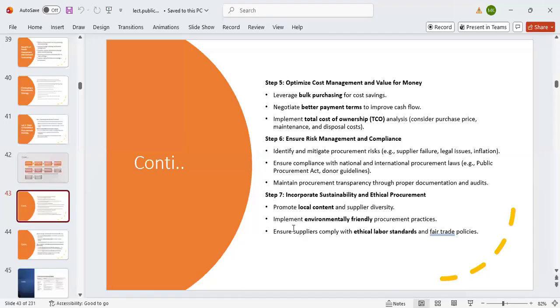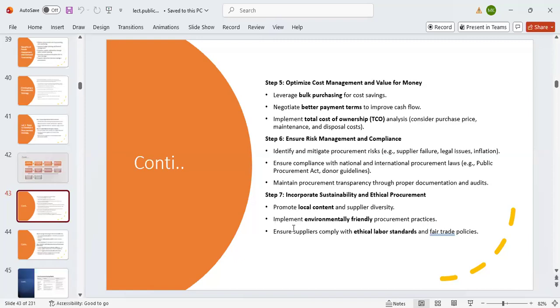How do you go about it? You leverage bulk purchasing for cost saving. What do we mean by that? Make sure that you buy in bulk. When you buy more in bulk, you save cost. We learned that concept in economics. The more you buy, the more you minimize cost. You negotiate for better terms to improve cash flows. You implement a total cost of ownership analysis where you consider the purchase price, the maintenance, and disposal cost. All these activities will be done under optimal cost management and value for money principles.